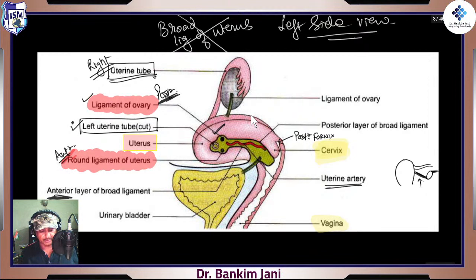Posteroinferiorly, it is the ligament of the ovary, and the round ligament of the uterus is anteroinferiorly, right? Both are inferior. So it is like the uterine tube landing into the uterus like this, posteroinferiorly there is the ligament of the ovary, anteroinferiorly there is the round ligament of the uterus, right?